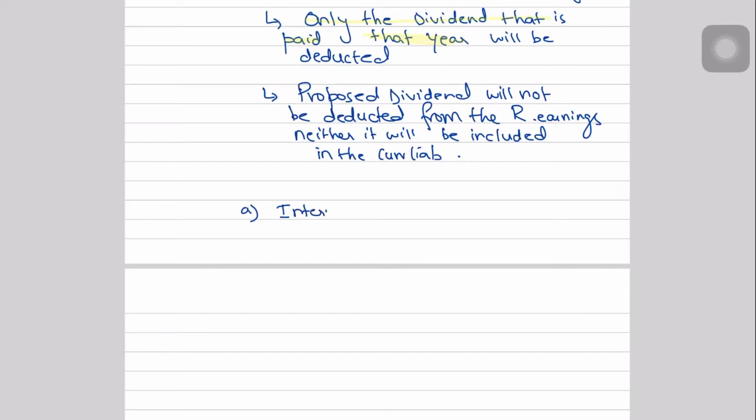So for example, the dividend that is paid during the year is known as interim dividend, and number two, it can be final dividend. Okay, so if the dividend is paid during the year, it is known as interim dividend. The year has not been completed, but still the directors give the dividend to the shareholders, and the final dividend is paid at the year end.